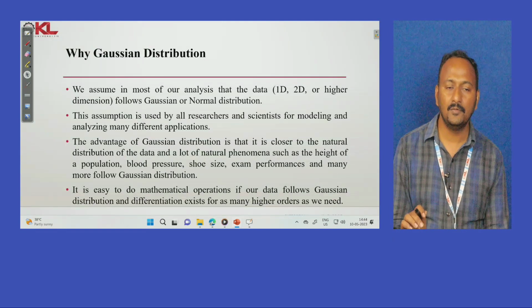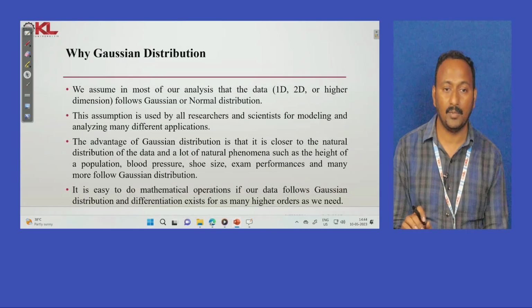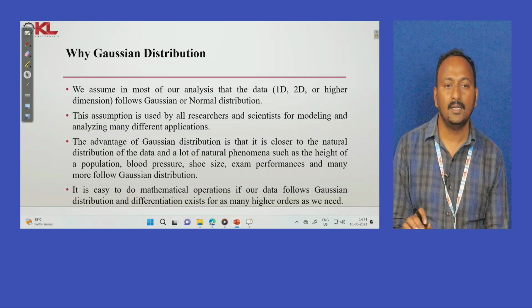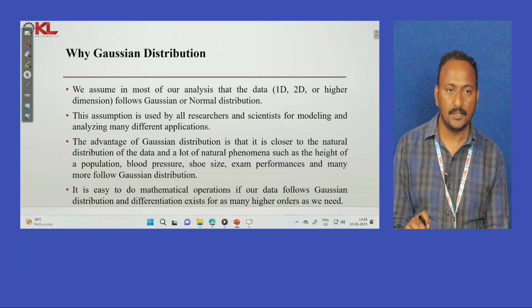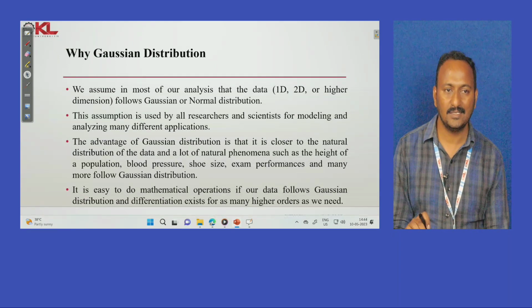Okay, and if you follow this particular distribution, then it's very easy to do mathematical operations. It's one of the important things. So if you want to apply mathematical operations on the data, then we need to model our data as the Gaussian distribution or normal distribution. So these are the reasons why we need to go for the Gaussian distribution.